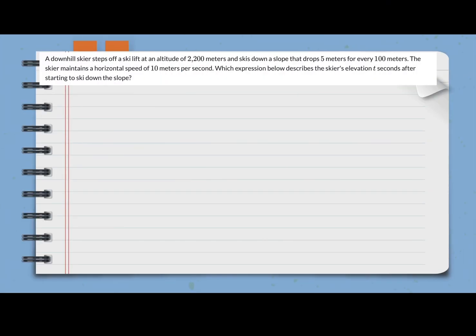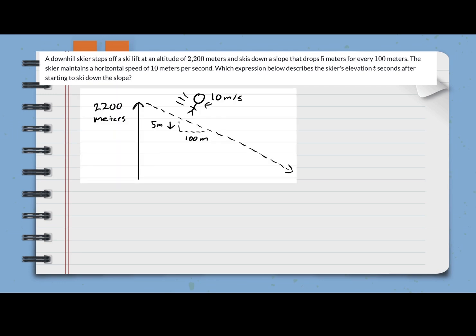Okay, so with a question like this, you don't have to, but I would recommend drawing. So we just have this skier here that is 2,200 meters up, and they go down the slope 5 meters for every 100 meters. They also go that speed at 10 meters per second. So we're trying to figure out the skier's elevation t seconds after starting to ski down the slope. So we have to keep in mind that we are using t seconds, and that again, we're going down at a horizontal speed of 10 t meters down the hill.